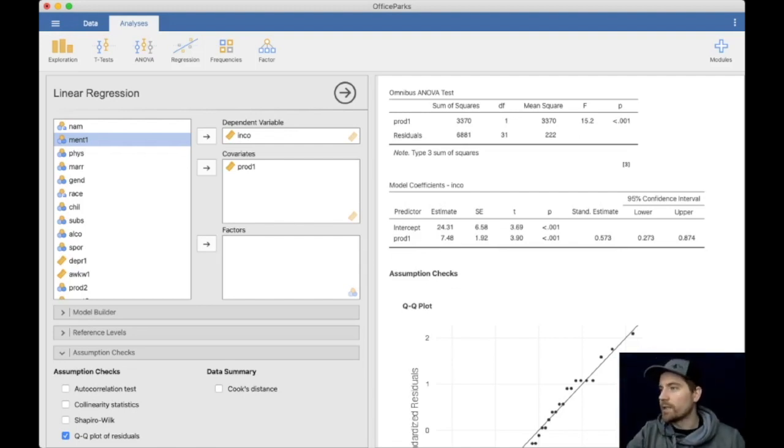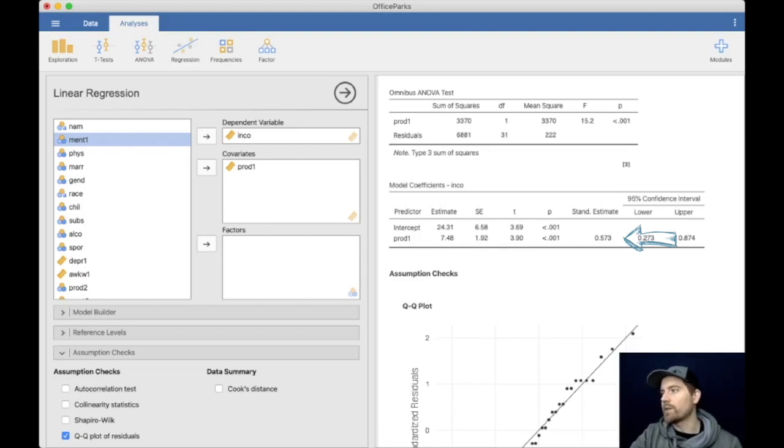For us, productivity is going to tell us everything we need. First, the estimate tells us if we have a positive or negative relationship between productivity and income. In this case, we have a significant, if we come over to p-value, positive relationship between income and productivity at time 1. This unit tells us for every 1 unit increase in productivity, there is a 7.5 unit increase in income. In other words, if we increase our productivity by 1 unit, we would expect our income to go up by about $7,500.